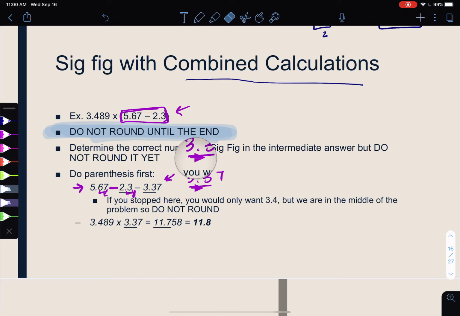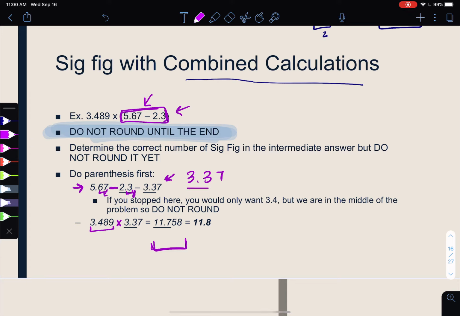Sorry, y'all, hold on. All right, so I'm going to take the 3.37 and put it back where the parentheses were. So I have 3.489 times 3.37. What I know right now is I put it in my calculator and I get this whole answer out. Well, when we're multiplying, we need the least number of sig figs total.